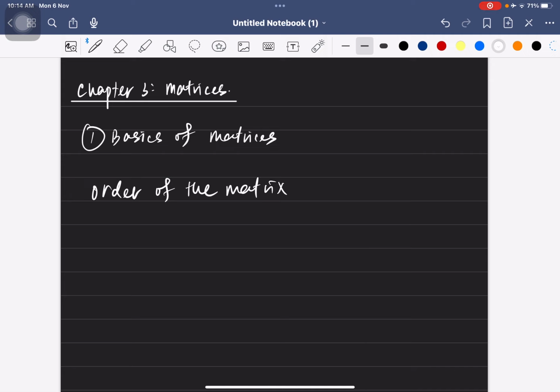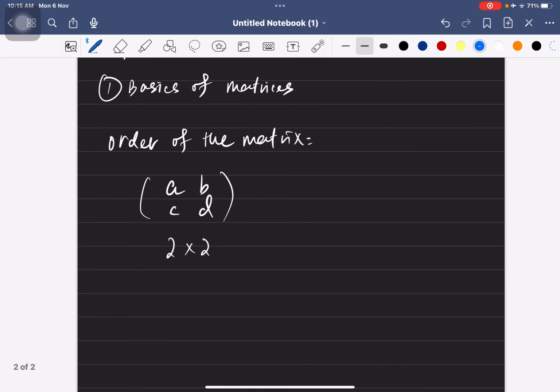Okay, what is order? Order is basically, for example, this is a b c d. This is what we call a 2 by 2 matrix. And what do you mean by 2 by 2? This first number here refers to the row, and this number behind refers to the column. And what is row, what is column?